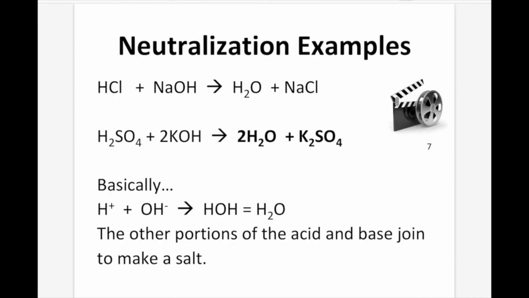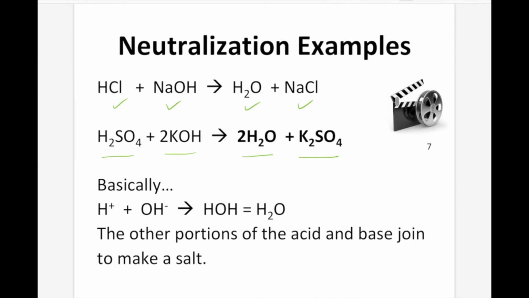A couple more examples here for you. If you take HCl and add NaOH to it, again, you get water and salt, NaCl. If you take sulfuric acid and you add potassium hydroxide, you again get water and this salt, potassium sulfate. Salts don't just have to be NaCl, and we're going to see on the next slide what a salt is, but the product of a neutralization reaction is going to be our salt.